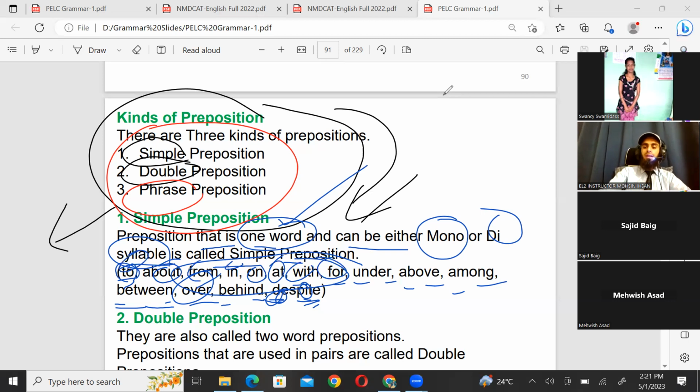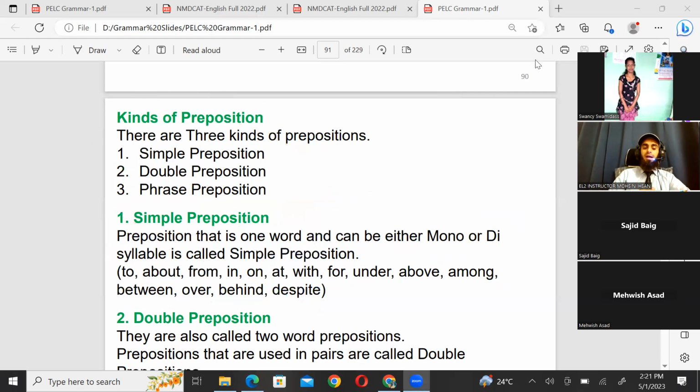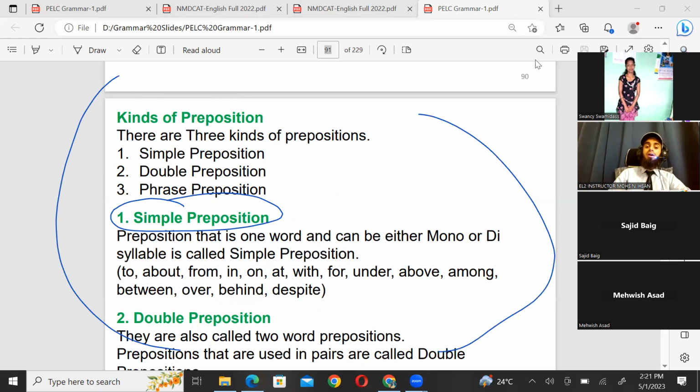Now why discuss syllables here in simple preposition? We can have two syllables, right? But those two-syllable words would also be considered simple prepositions. Now just understand this is in the structure, like what are the structures of a preposition?